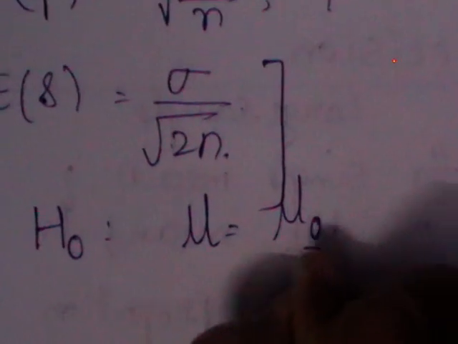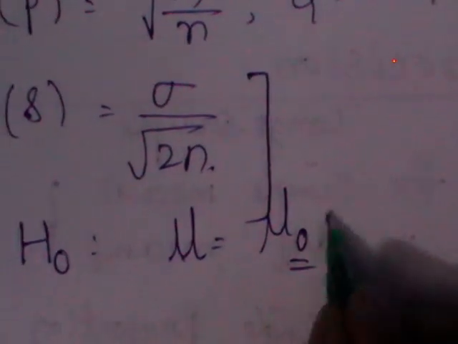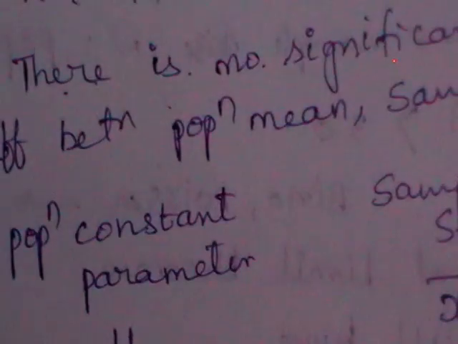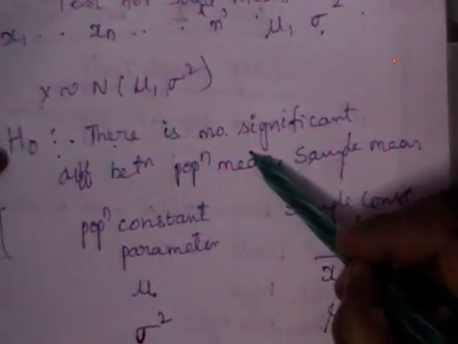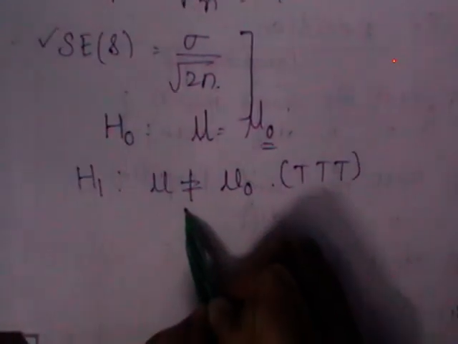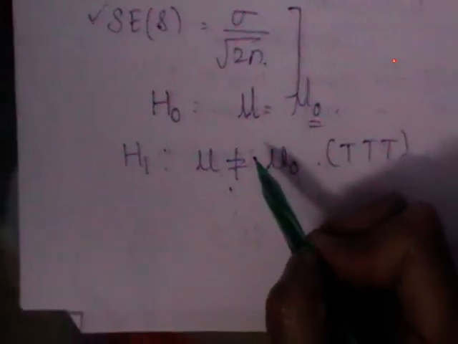Its specified value we always write as mu equal to mu naught. What will be the alternative hypothesis? There is a significant difference between the population mean and the sample mean, which means mu not equal to mu naught, which is nothing but a two-tailed test. First describing the data, then writing the null hypothesis, then writing the alternative hypothesis.